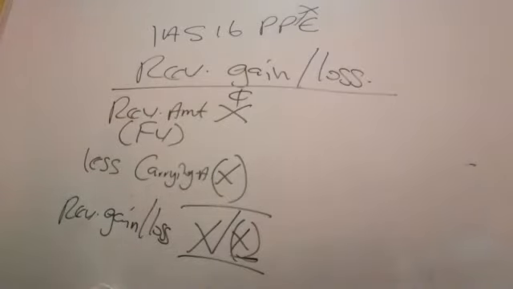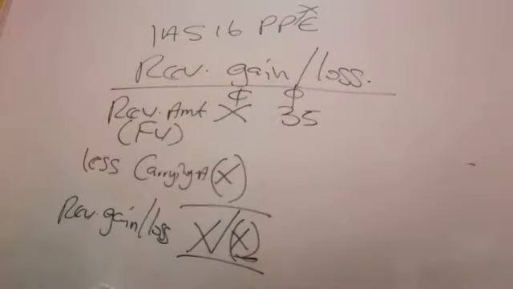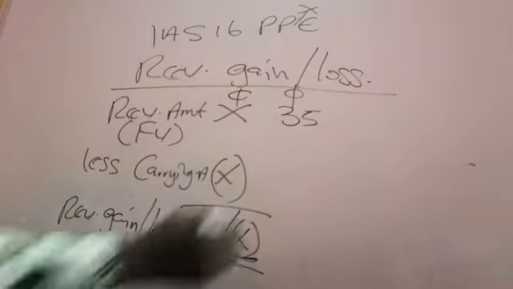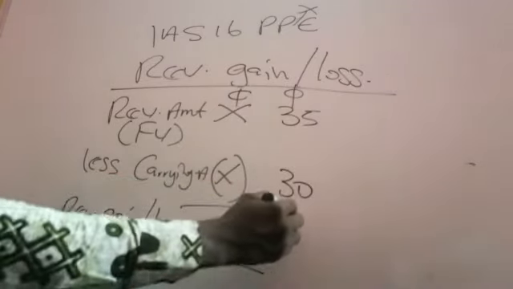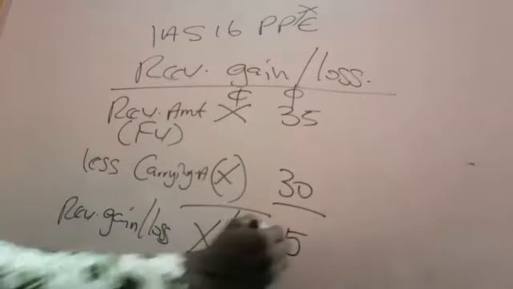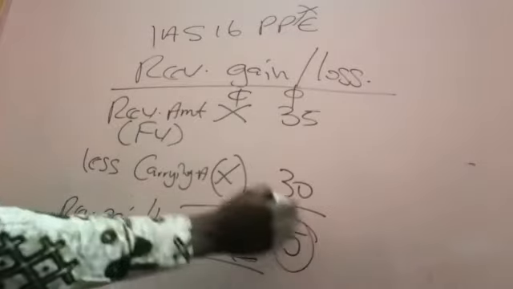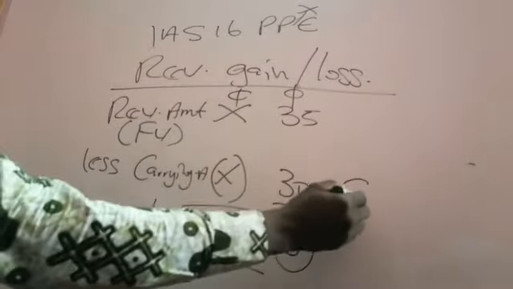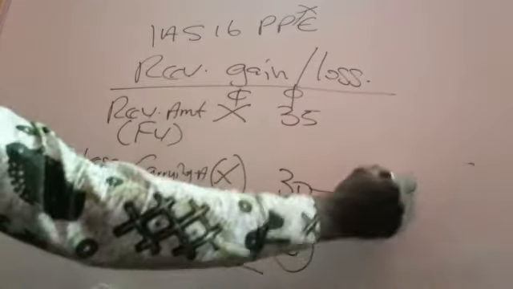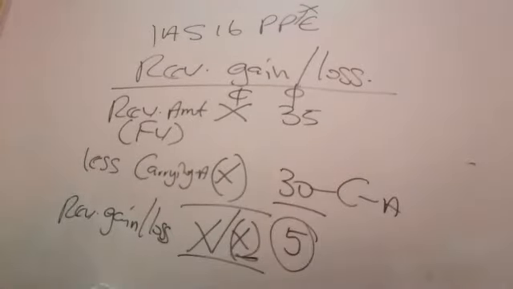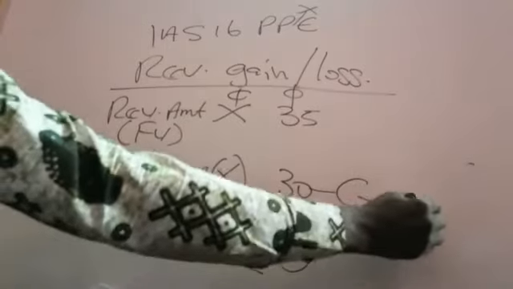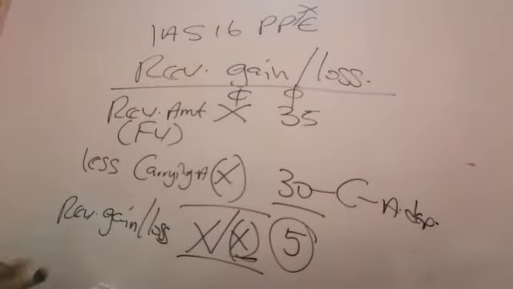Now let's assume that the fair value is 35 Ghana cedis, and the current amount is 30 cedis. So therefore, there will be a valuation gain of what? 5 cedis. How do you treat it? Current amount, you know that is the cost of the asset less accumulated depreciation at the date of what? At the date of valuation. Good. So that is it.